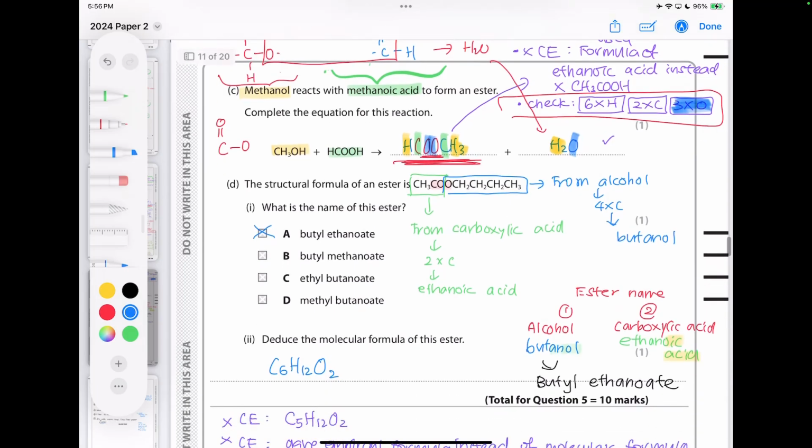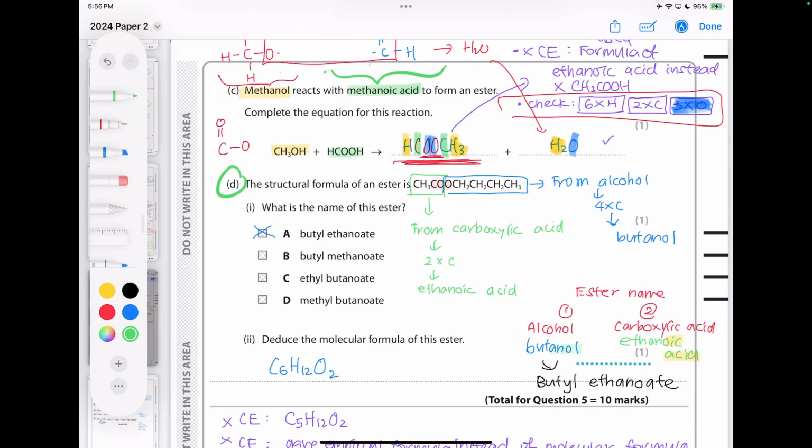Okay, so after you write the formula, also check on your balancing as well. Okay, so this part D is one question that, although it looks like a very simple question, is not the easiest for a lot of students to score. It's an MCQ question, but you really need to break it down.